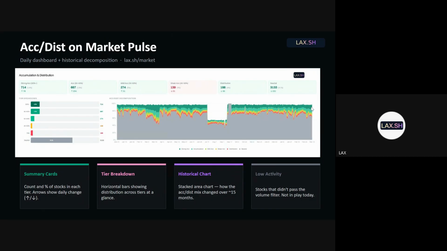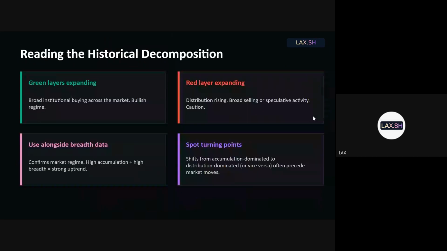It means there is more accumulation. So the green layer expanding means broad institutional buying across the market, a bullish regime. The red layer expanding means distribution rising, broad selling or speculative activity, caution. Use it alongside breadth data, the pulse data you have to use. It confirms the market regime: high accumulation, high breadth, strong uptrend.